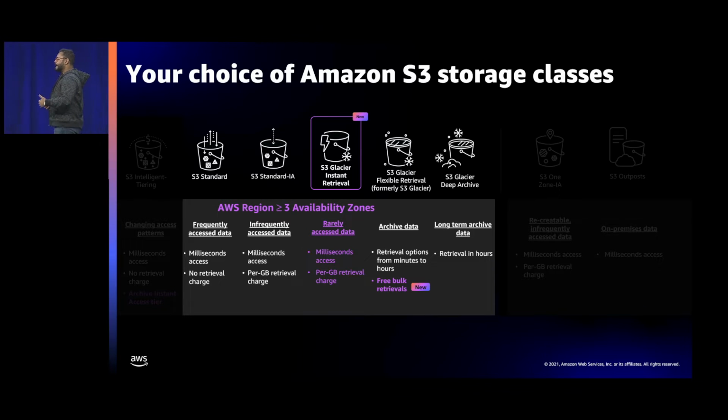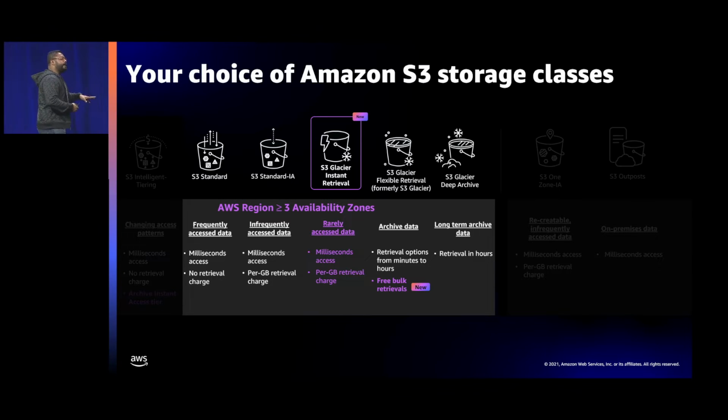This storage class is ideal for your objects that you can save storage cost on, but that you only need to access maybe once or twice in the year. So think about your archival workloads that you access rarely, but when you access them, you need them in millisecond access. So S3 Glacier Instant Retrieval is really cool for those media workloads and archive workloads that need millisecond access.